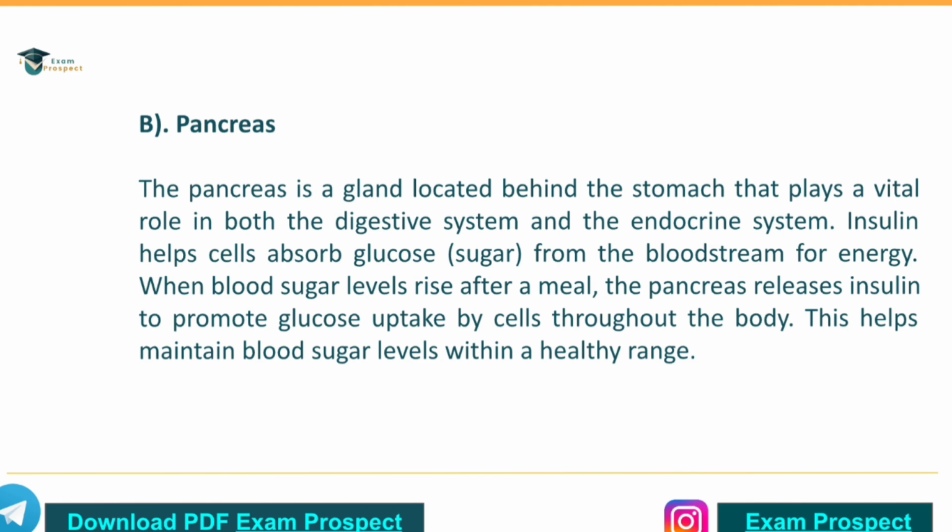Here, the pancreas is a gland located behind the stomach that plays a vital role in the digestive system and the endocrine system. Insulin helps cells absorb glucose sugar from the bloodstream for energy. When blood sugar level rises after a meal, the pancreas releases insulin to promote glucose uptake by cells throughout the body, and this helps maintain blood sugar levels within a healthy range.